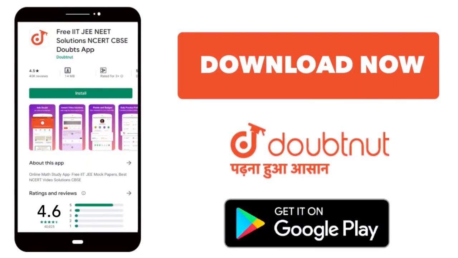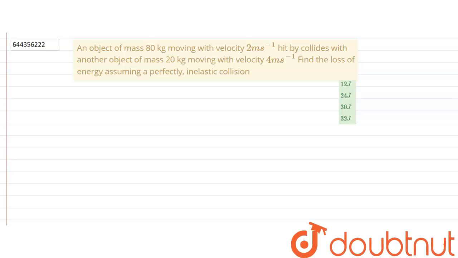Hello everyone, the question says an object of mass 80 kg moving with a velocity of 2 meter per second collides with another object of mass 20 kg moving with velocity 4 meter per second. Find the loss of energy assuming a perfectly inelastic collision. There are 4 options given, so we have to check which option is correct.